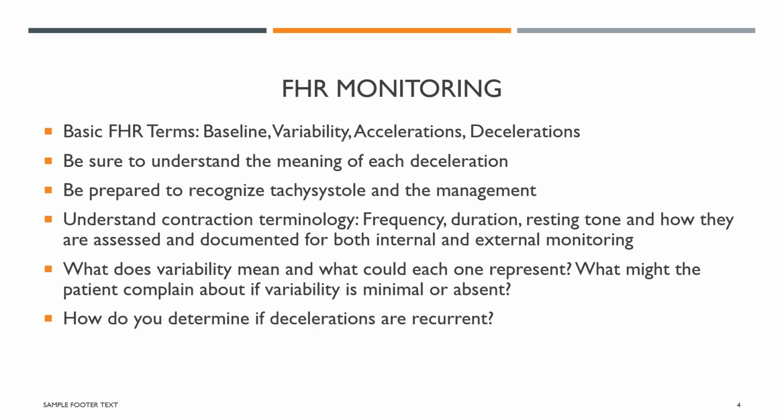If you have a strip and you have 5 contractions on that strip and 3 of those contractions have a deceleration present that's greater than 50%, so that's going to be a recurrent deceleration.